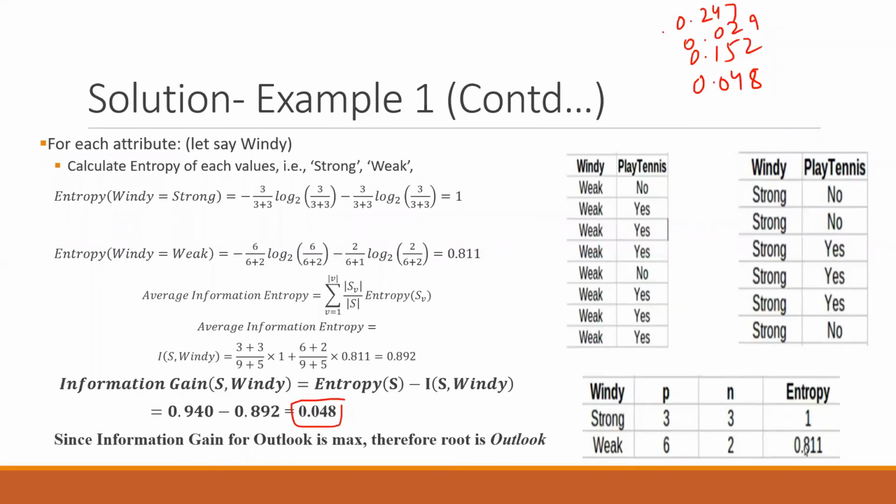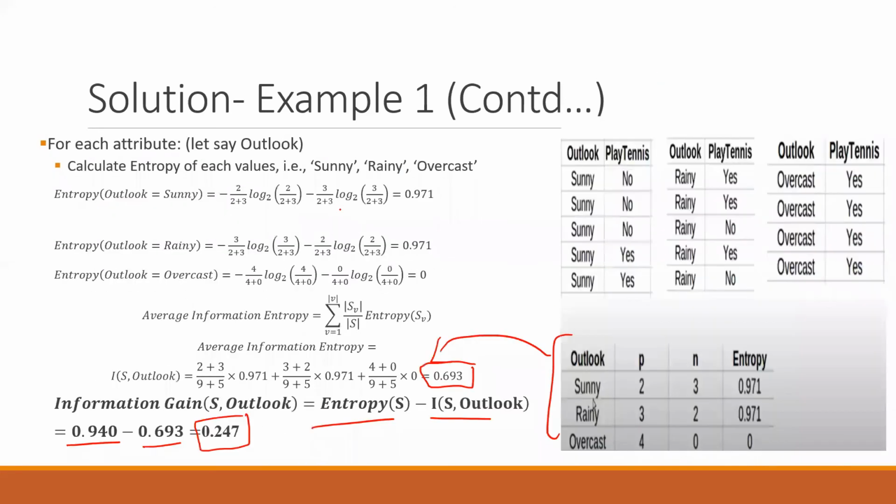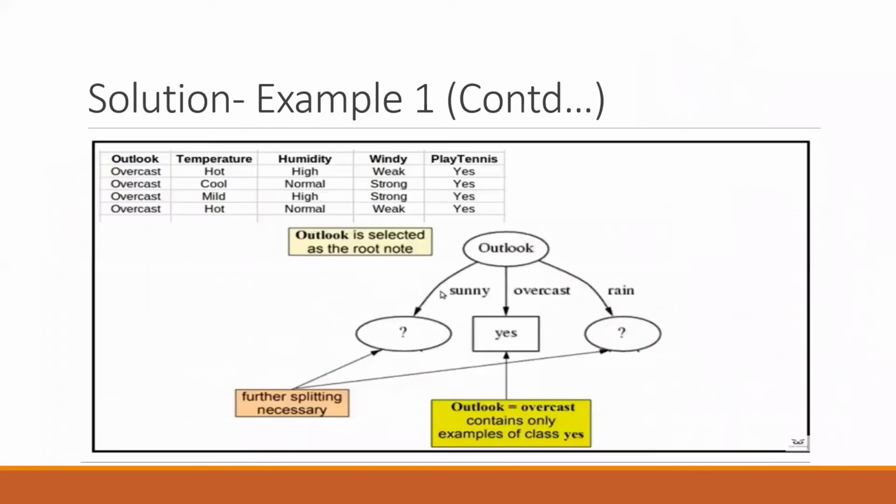So out of these 4, obviously the highest number is the first one. So obviously the first value, having the outlook, will be selected as the root node. So the root is outlook because outlook has the maximum information gain value. Now it will look like this for outlook.